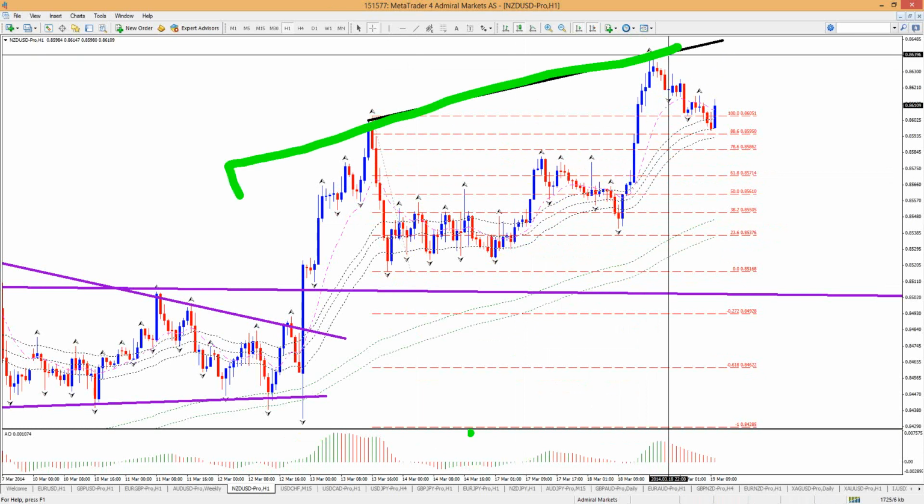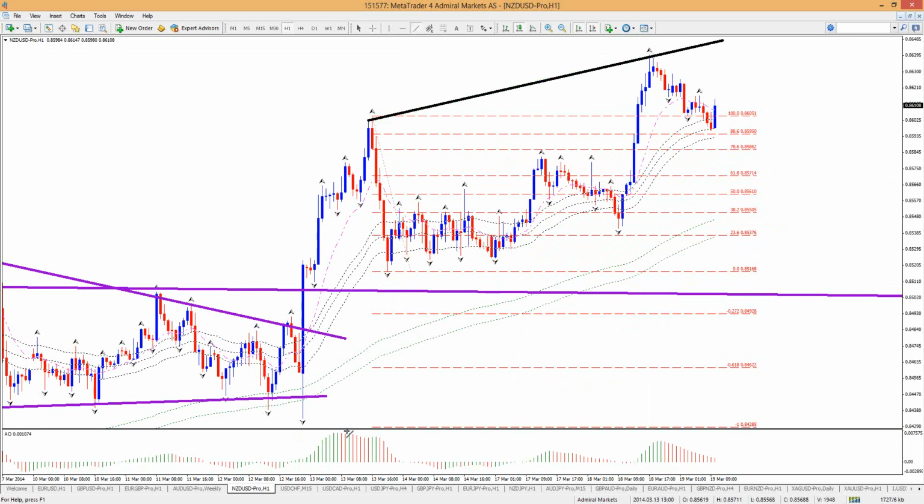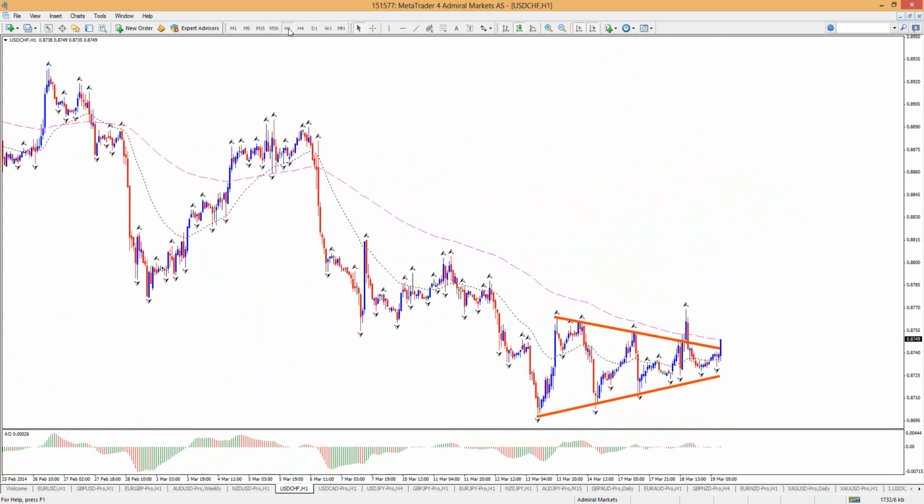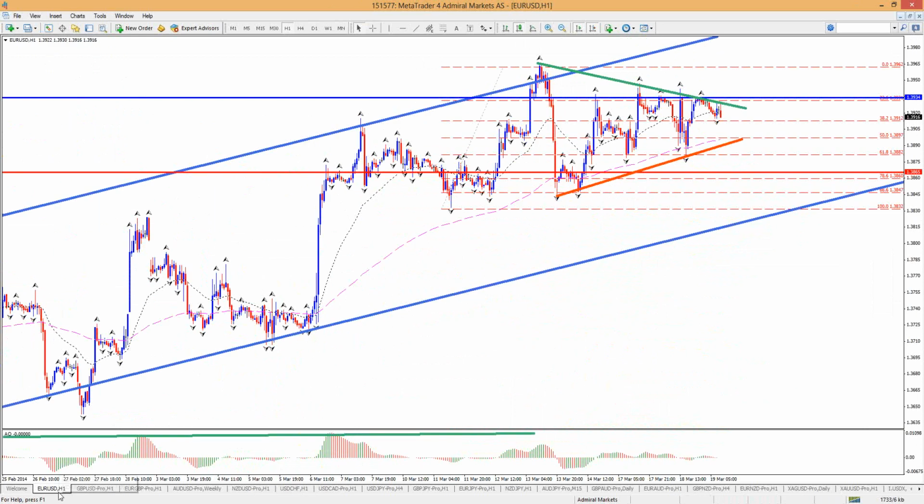Now we have divergence though between the tops. We have a higher high, but we have a higher low in the oscillator. Your dollar is getting some downside here.